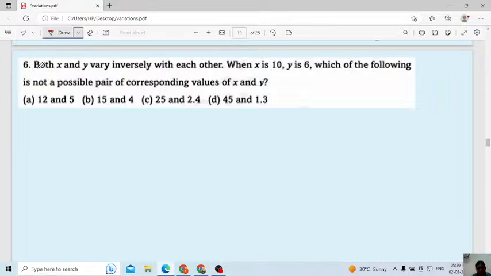Here they are asking inversely proportional. Which of the following is not inversely proportional? Do it.